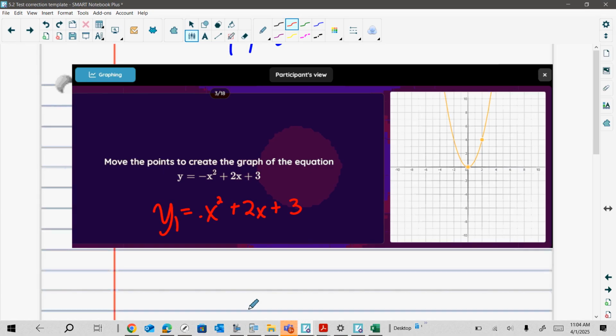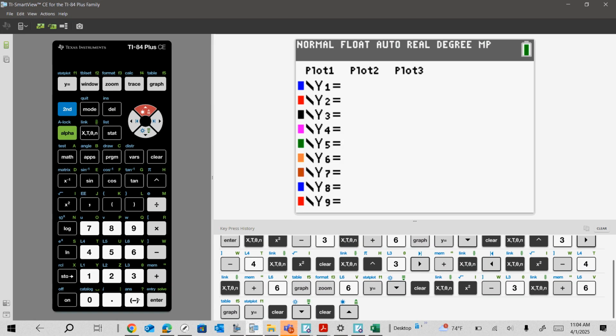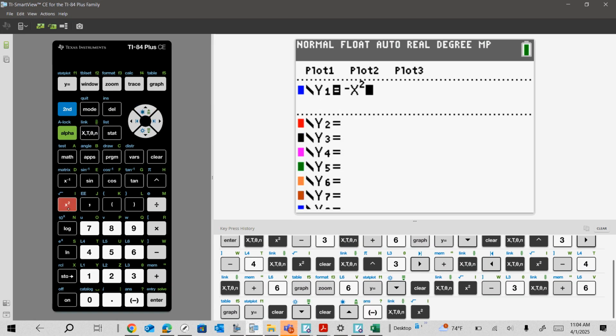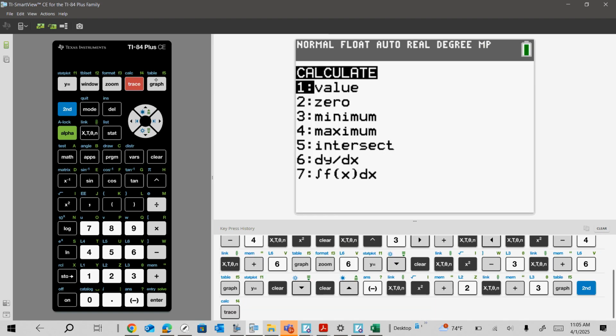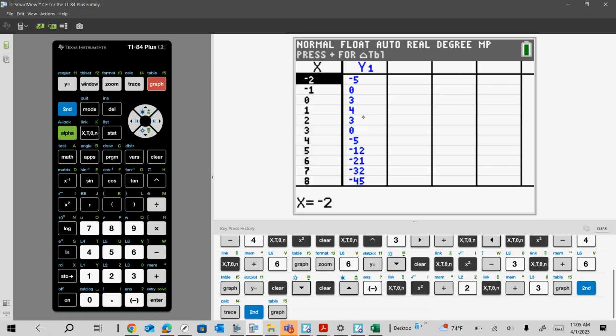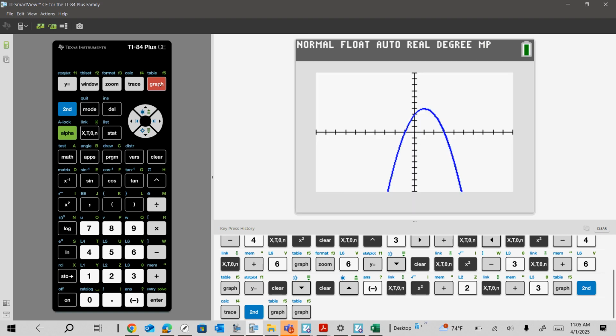So we're just -x squared plus 2x plus 3. You might need to -x squared plus 2. We want to graph, but to see exact points, you need to look at your table. Sorry, second graph, to help you drag the points on the graph. Okay. So I don't know if I have this one up. Let me see if I have it up.